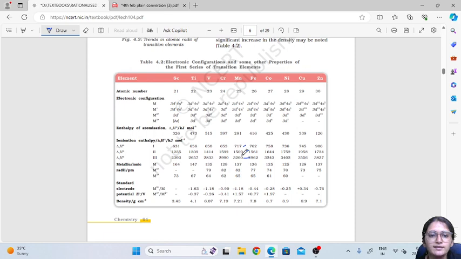Okay, and this energy is very high. Now why is this energy high? Because in this state manganese has a half filled stable configuration. Since it is stable, it will not give its electron easily, so that's why the energy required is very high. Similarly, we will observe the same thing in copper.